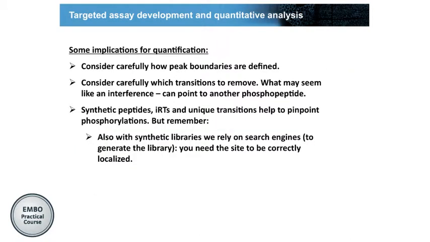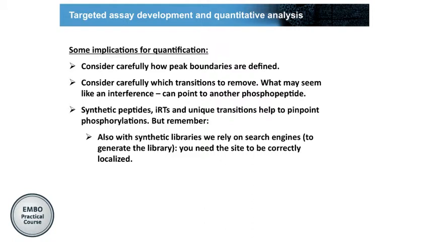So if we are going to be using these heavy references, I just want to summarize some points that I mentioned. When you think about peak boundaries, how we define interferences and transitions and which ones are useful and not useful, rethink how you define your peak boundaries. Sometimes you want to consider these interferences if they are related to something you're interested in, and which transition you remove is kind of complementary to this.